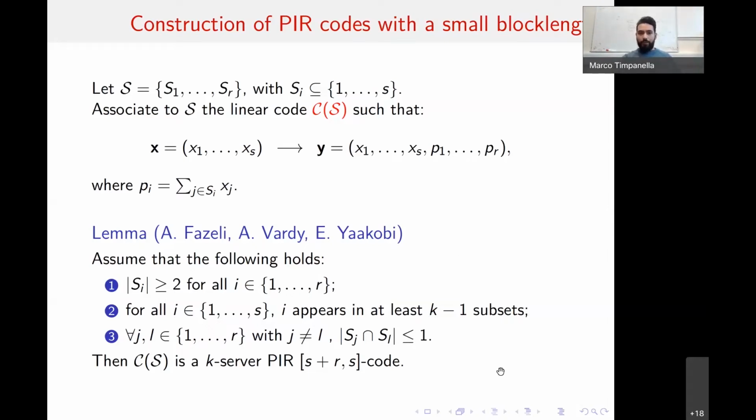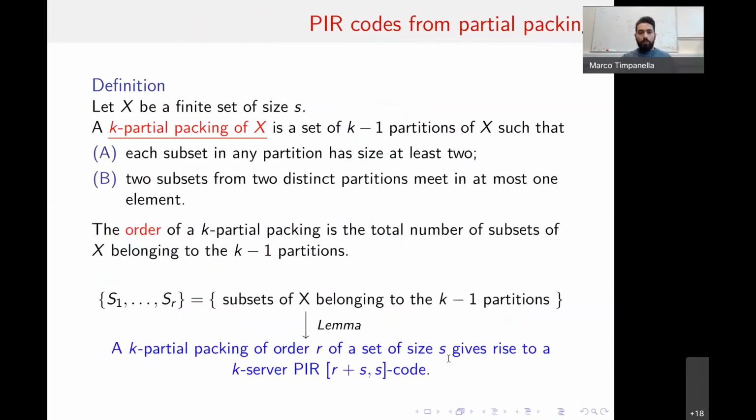Clearly, this lemma has a combinatorial flavor and shows that tools from finite geometry and design theory could be useful to construct PIR codes. So motivated by this result, we gave the following definition. Take a finite set X of size s. Then we say that a k-partial packing of X is a set of k-1 partitions of X with the following 2 properties: that each subset in any partition has size at least 2, and then 2 subsets from 2 distinct partitions meet in at most 1 element.